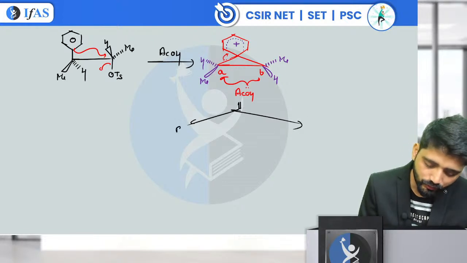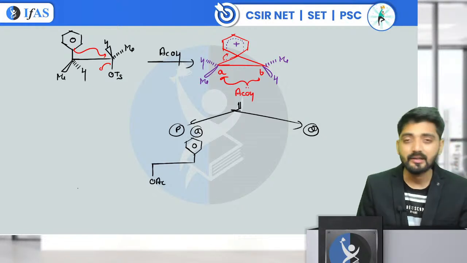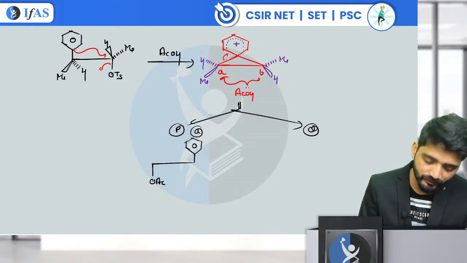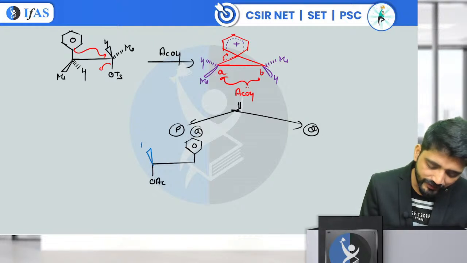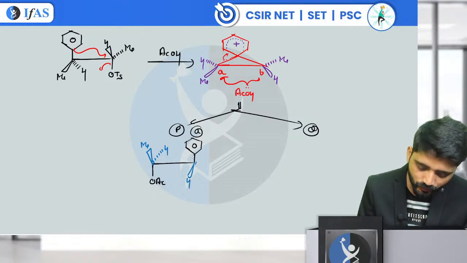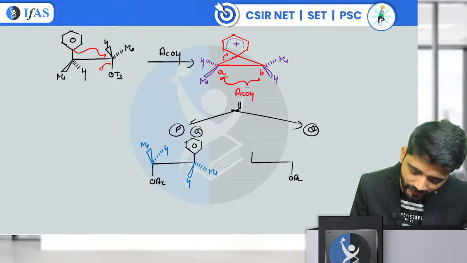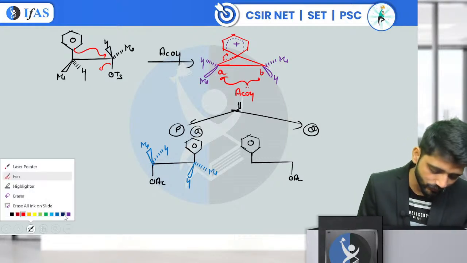Let's draw the two products, P and Q. For P, let's suppose attack has taken place at the A center. My OAc group will be placed here and the phenyl ring will be placed here. Try to look at the centers which I am drawing. I have a methyl above the plane and a hydrogen below the plane. At this center, I will have a hydrogen above the plane and a methyl below the plane. In the second scenario, my OAc will be placed at this center and my phenyl ring will be placed at this center. Again, the stereochemistry remains as it was.